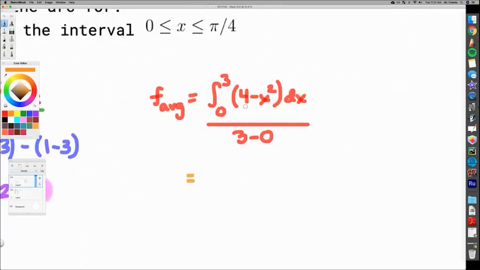So first thing is you do the antiderivative of this. So I'll give you a second to do that. So we have the antiderivative of 4 is 4x. The antiderivative of x squared is x cubed over 3. Okay, and then we're dividing this all by 3. And we're integrating from 0 to 3.